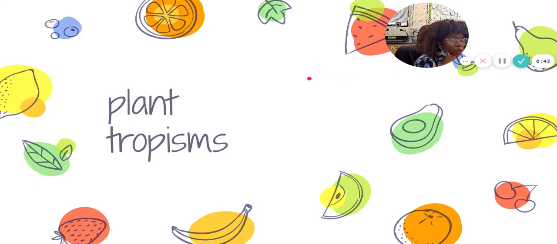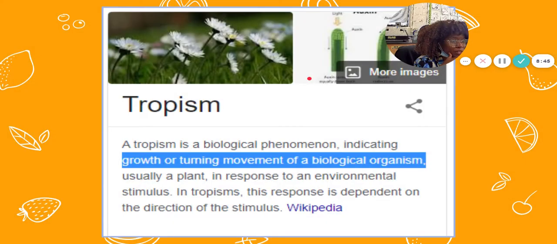Then we get on to tropisms. So tropism is a biological phenomenon that indicates growth or turning movement of a biological organism, usually a plant, in response to an environmental stimulus. In tropisms, this response is usually dependent on the direction of the actual stimulus itself.